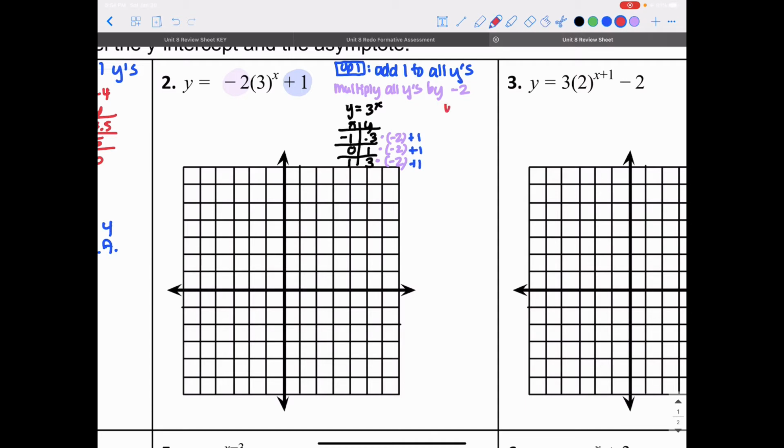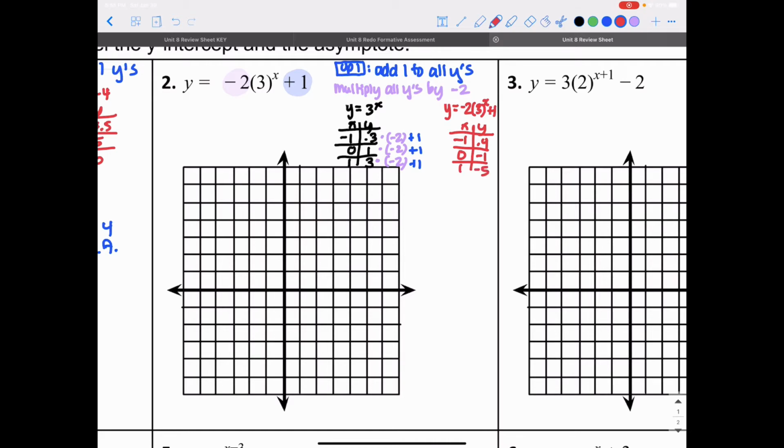And I will end up with the table for y is equal to -2 times 3 to the x power plus 1. My first point is going to be -1 and 0.3 times -2 plus 1 is 0.4. And then I have 0 and -1. And then I have 1 and -5.